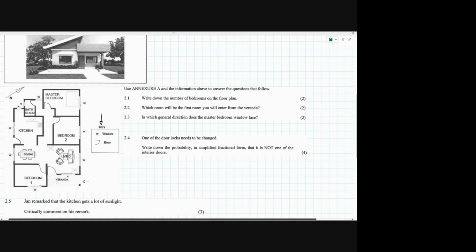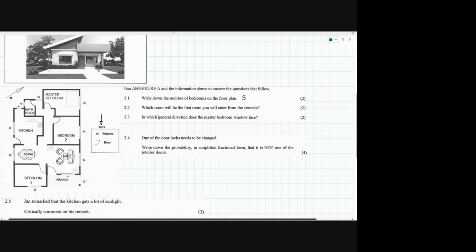The first question says, write down the number of bedrooms on the floor plan. So how many bedrooms are there, guys? Three, ma'am. Three bedrooms. Good. We've got the master bedroom, bedroom 1 and bedroom 2.